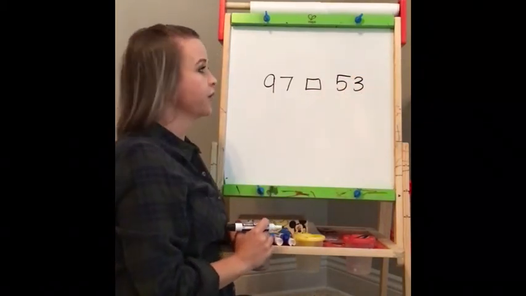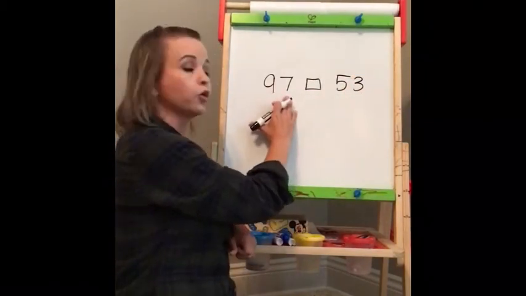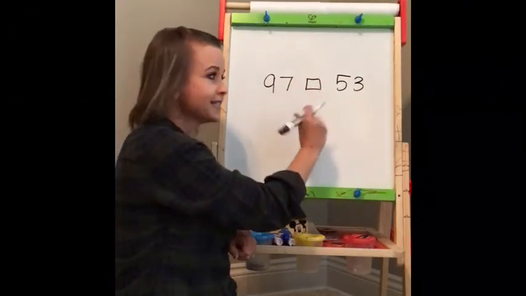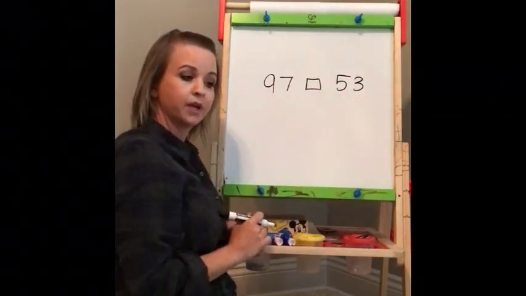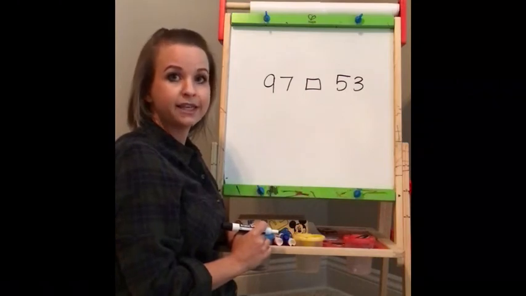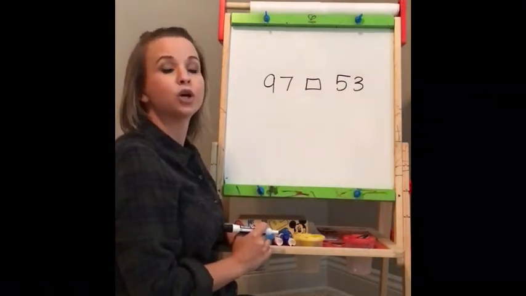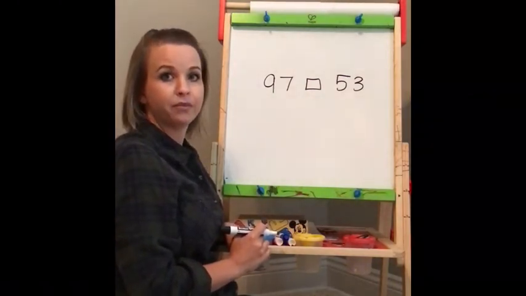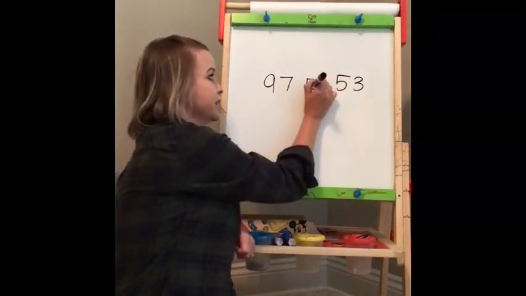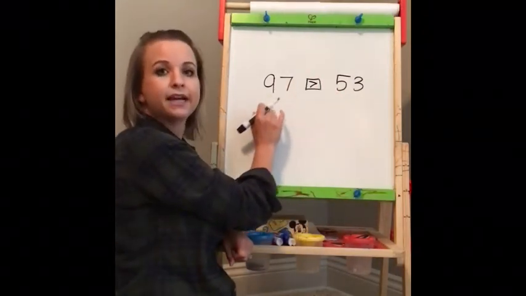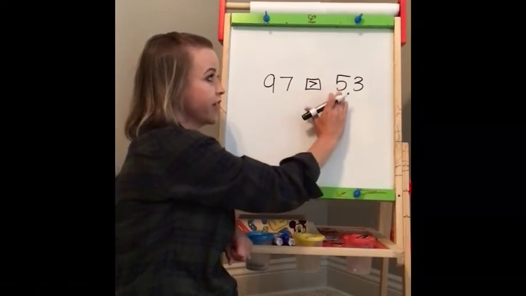So I want to know, is 97 greater than or less than 53? Remember, for the greater than symbol, I want it to be open to the larger number. That's right, it would be opened up towards the 97 because 97 is greater than 53.